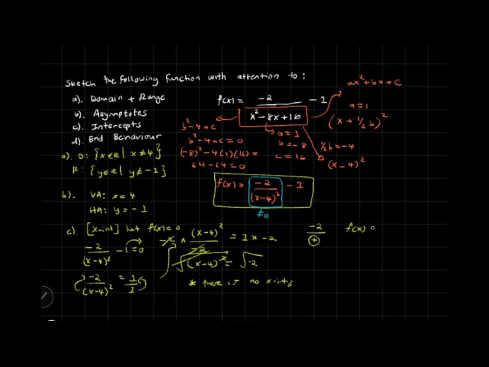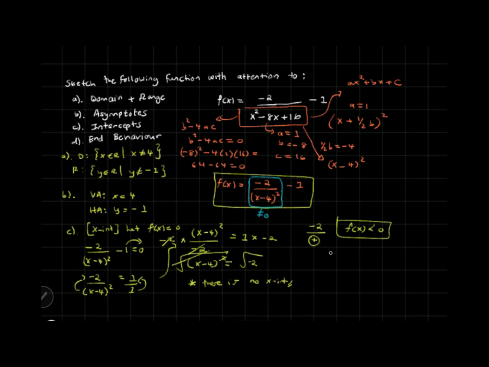So this tells us that f of x will always be less than 0. Well, sorry, f of x is always going to be less than 0. It's always going to be negative. It can't be positive. So f of x will always be less than 0, so it's always going to be underneath the x-axis. As a result, there is no x-intercept. So this is very important to understand.